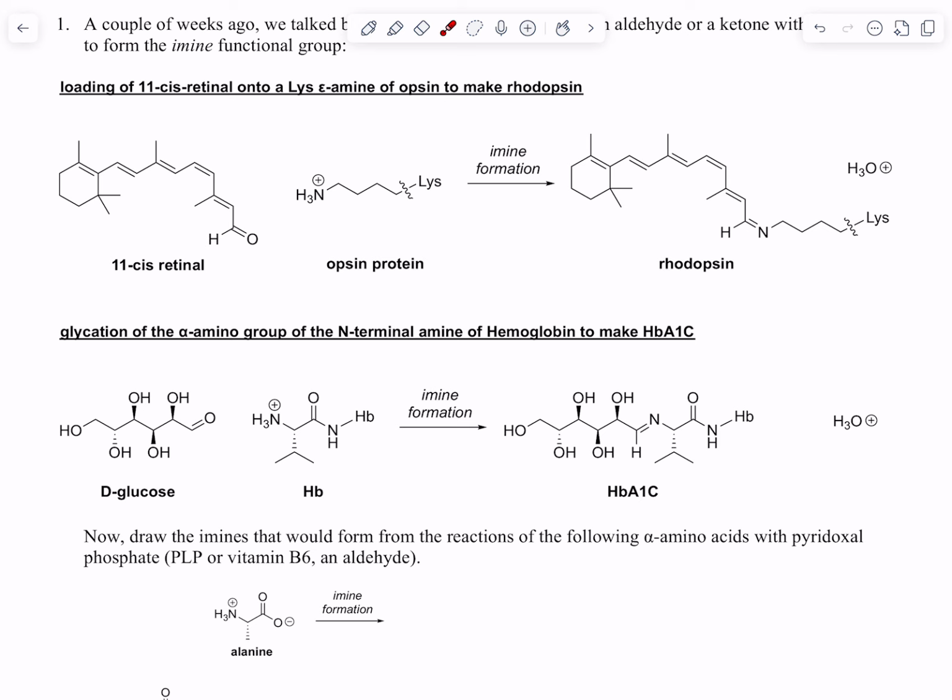Somebody wants to write a children's book with the title I is for imine. I think it would sell at least 1 copy, and probably exactly 1 copy, and I would buy it. So somebody out there make it happen.